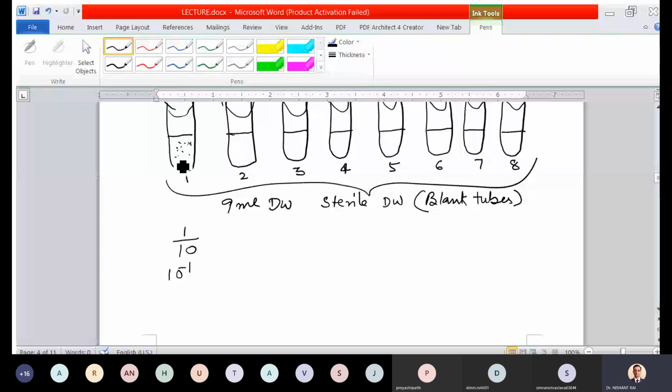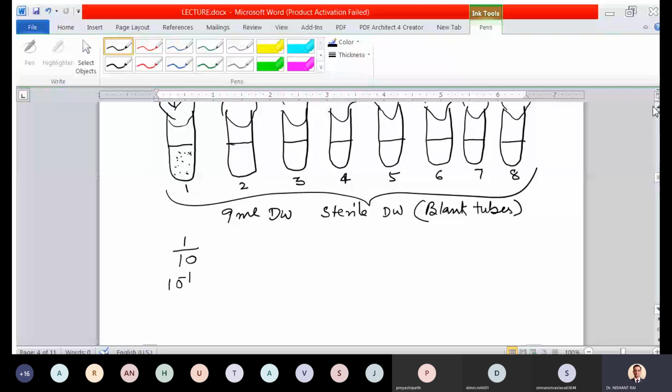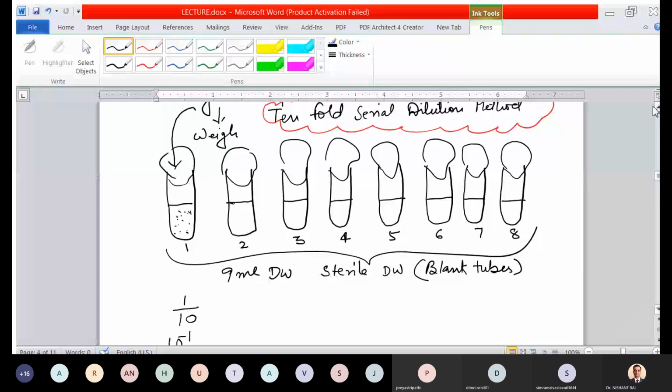1 part is the soil, any 1 gram or 1 ml soil, in total 10 ml of suspension, means 9 ml plus 1 gram or 1 ml, it becomes total 10 ml. So in 10 ml, 1 part is the soil sample. So 1 by 10 or 10 to the power minus 1, meaning 10 times. Now what you will do, you will mix, and after mixing it, then transfer this sample to the next tube.